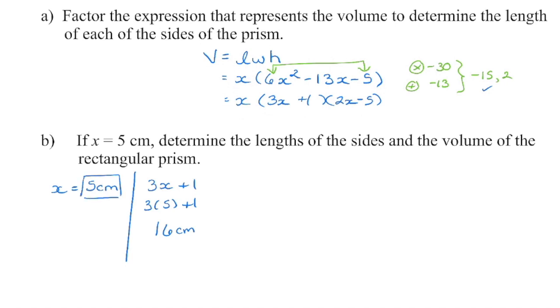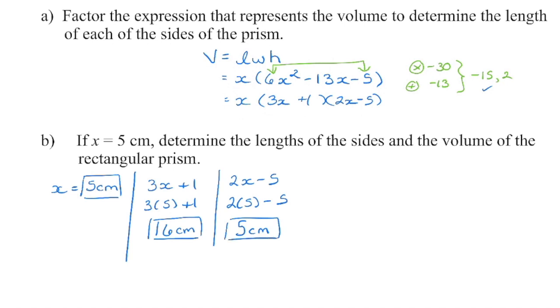So there's my first one. There's my second one. And then my third one, I'm going to take my last factor of 2x minus 5. I'm going to substitute in a 5. 2 times 5 is 10. 10 minus 5 is 5 centimeters. So those are my 3 side lengths. And then the last thing we're going to do is determine the volume. We know volume is length times width times height.